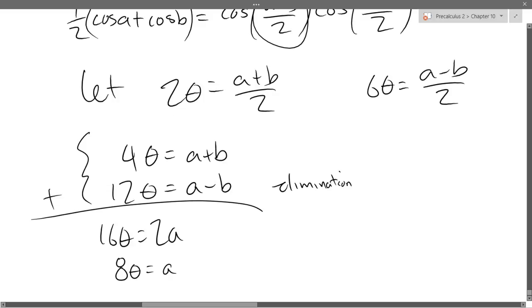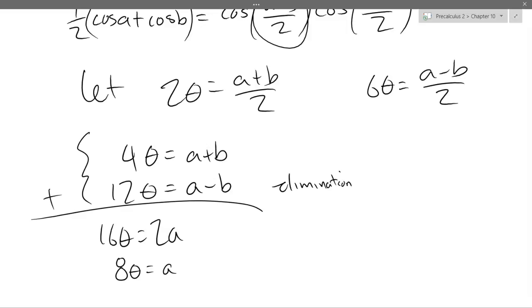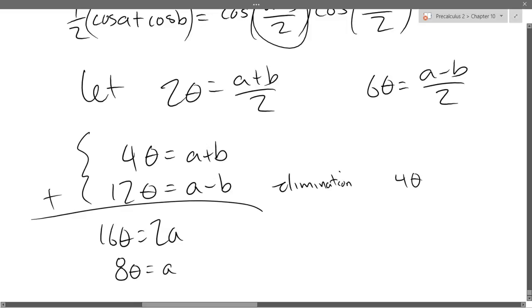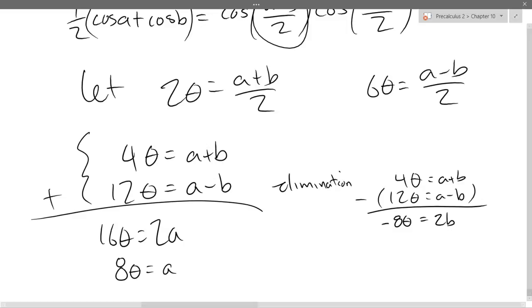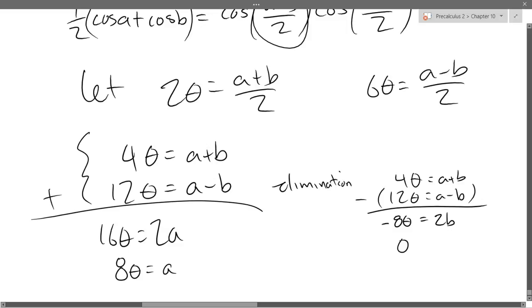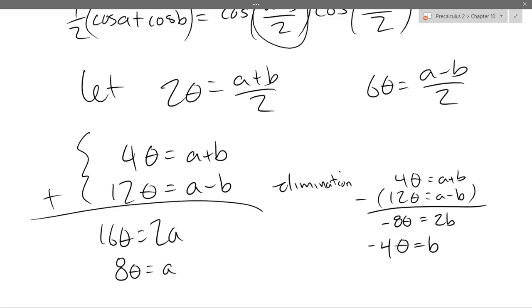So I want you to solve for B right now. It should be super easy. You can either go substitution or you can go back and redo elimination. So we got A is 8 theta, B is negative 4 theta.